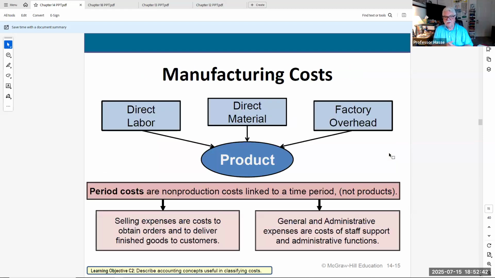So to produce a product requires three different costs: materials and labor, which are direct costs, and factory overhead. This is one of the key points of managerial accounting.